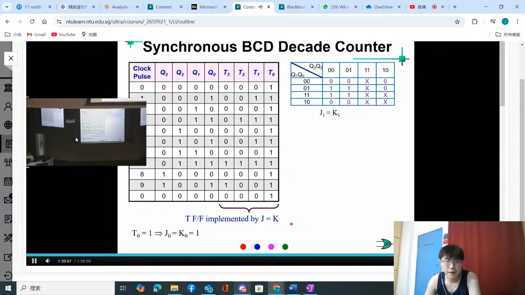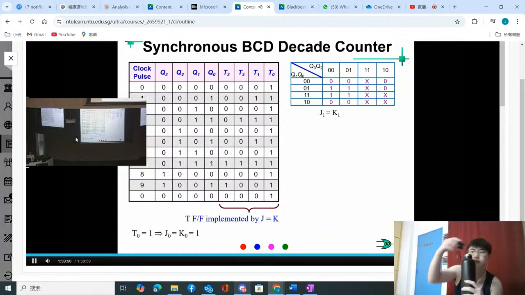Now, remember we always say that we want to design a finite state machine. First step is the state diagram. I hope you still remember the only 5 steps. First step is the state diagram. Second step is the state table. Third step is the K-map. Fourth step is the inputs to the flip-flops as well as the circuit outputs. For the counter, there are no circuit outputs. And finally, it's the circuit. So you're following the finite state machine design to design the synchronous counter.